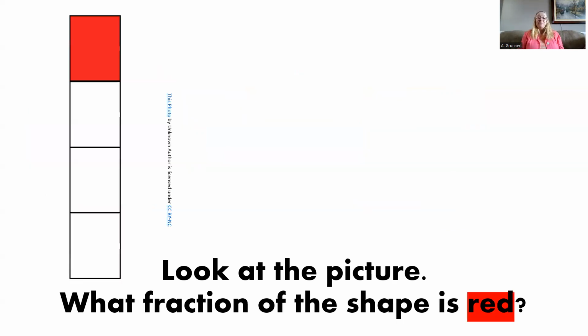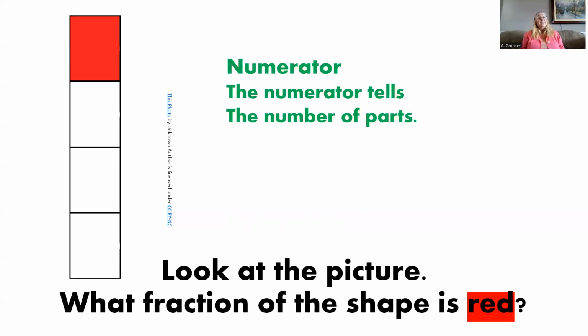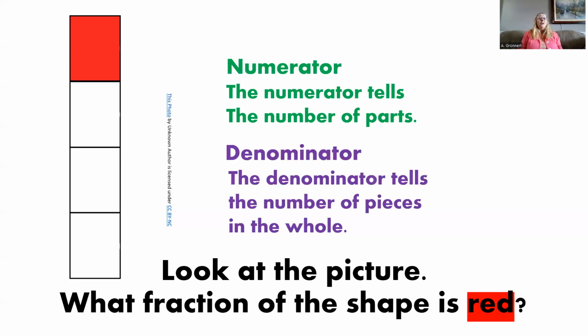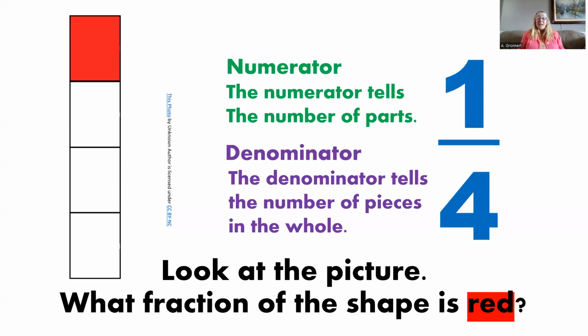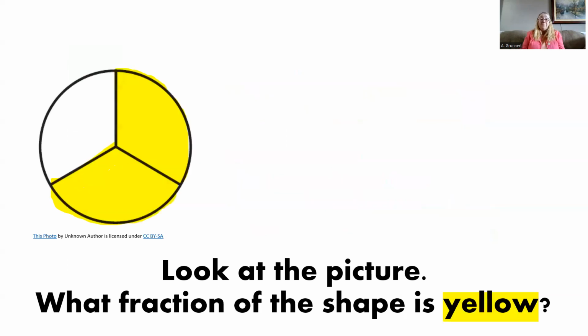Let's try another one. Look at this picture. What fraction of the rectangle is red? The numerator tells the number of parts, so how many parts are red? That goes on top. And then the denominator tells the number of pieces in the whole. That will go on the bottom. Write your fraction down. Did you get 1/4? That's right. 1/4 of the rectangle is colored red. Great work.